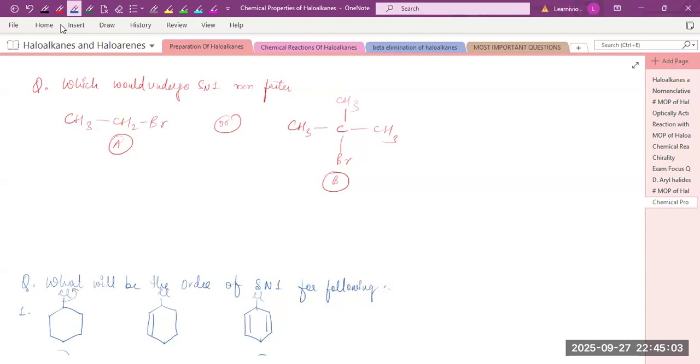B. Why B? What will be the reason? Because it is a tertiary carbocation. Yes, very good. So in the SN1 reaction, when you remove this bromine, this will be the primary carbocation, and this is a tertiary carbocation. We know very well tertiary carbocation is more reactive towards the SN1 reaction. So that's why P.